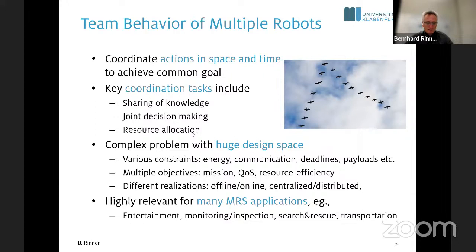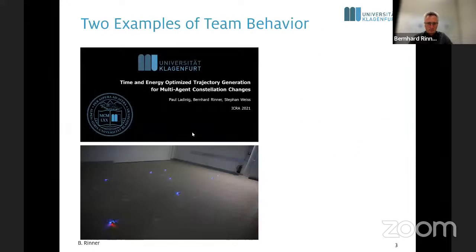But what is important is that these coordination problems are highly relevant for many multi-robot system applications, and there's a wide variety of applications out there, ranging from entertainment with multiple robots or multiple drones, to monitoring and inspection tasks, which are a very popular and widely used application domain, search and rescue, transportation, and so on and so forth. So that should give you some motivation for why coordination is so important in multi-robot systems.